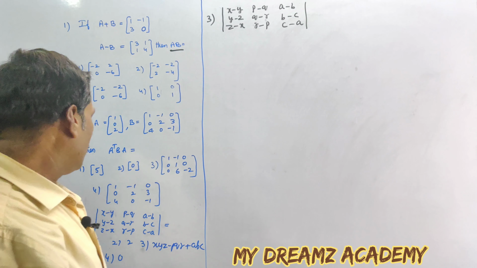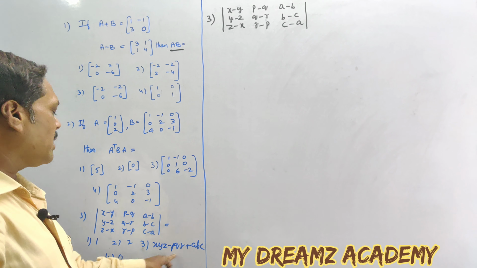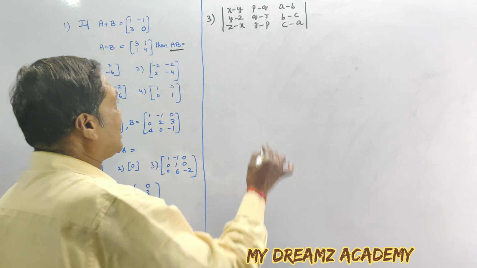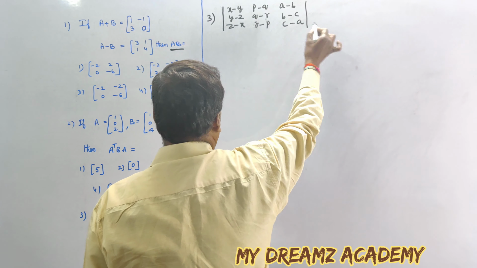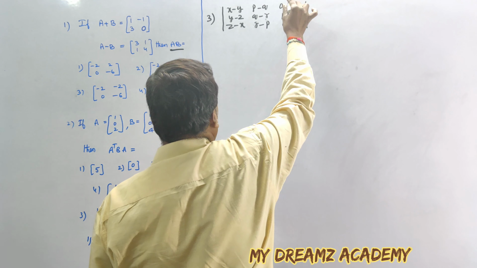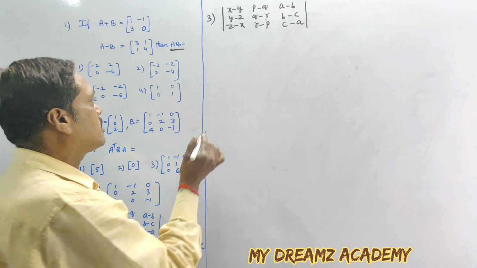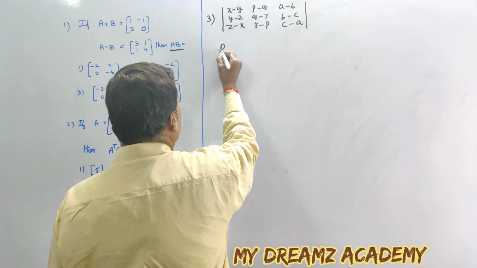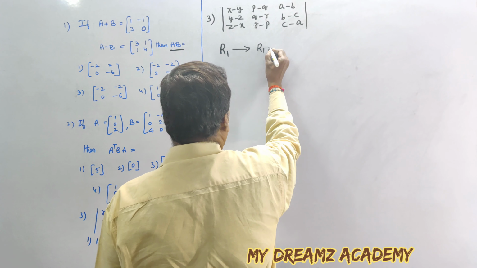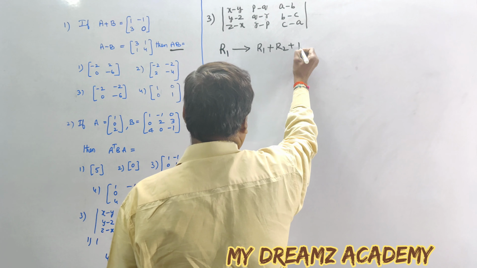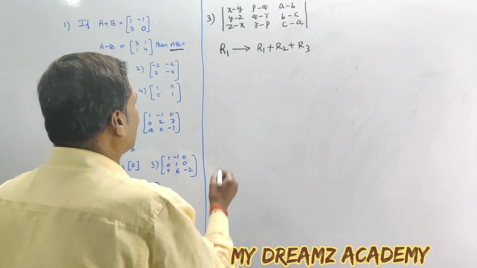Determinant means value. That values are given 1, 2, 0, some x, y, z, p, q, r, a, b. This is the first row, second row, third row. First column, second column, third column. In the determinant, you can change the rows and columns. Now I am writing the first row is replaced by first row adding second row and third row. I am replacing the first row by R1 plus R2 plus R3.